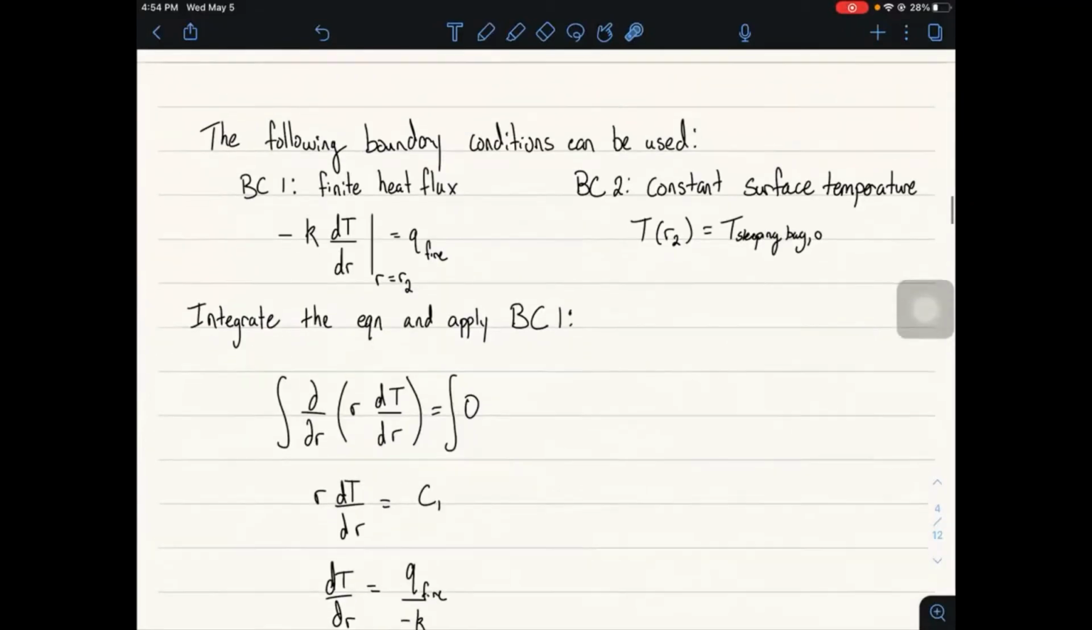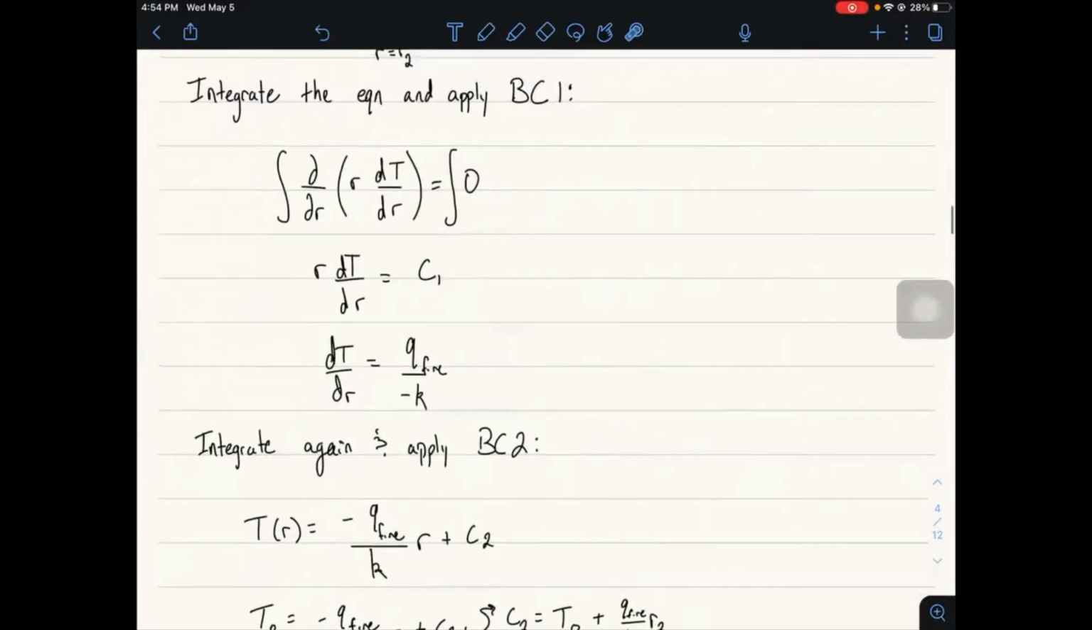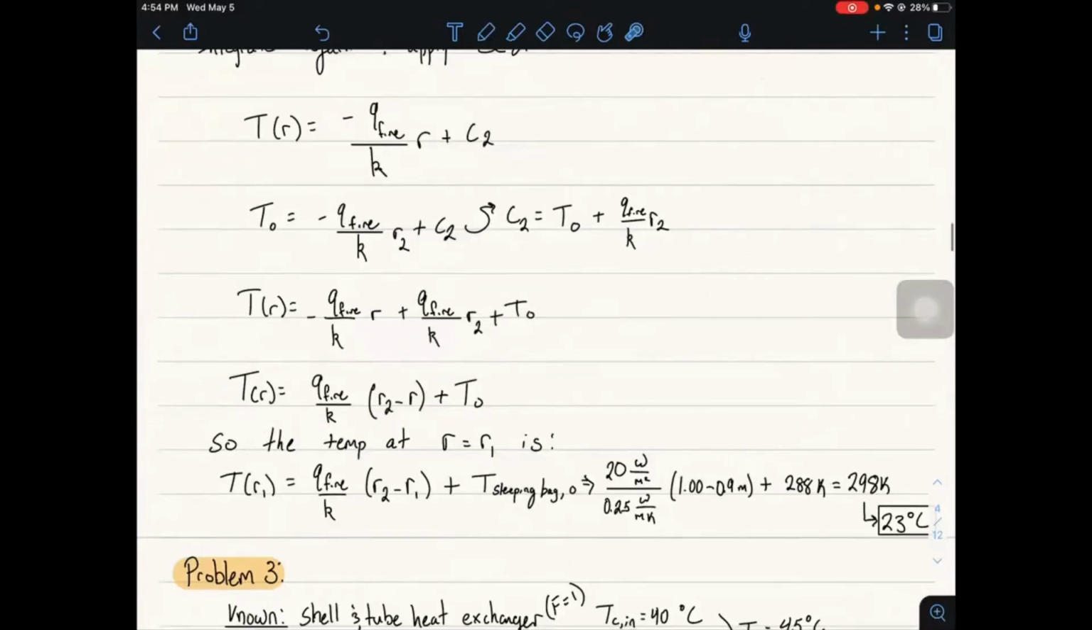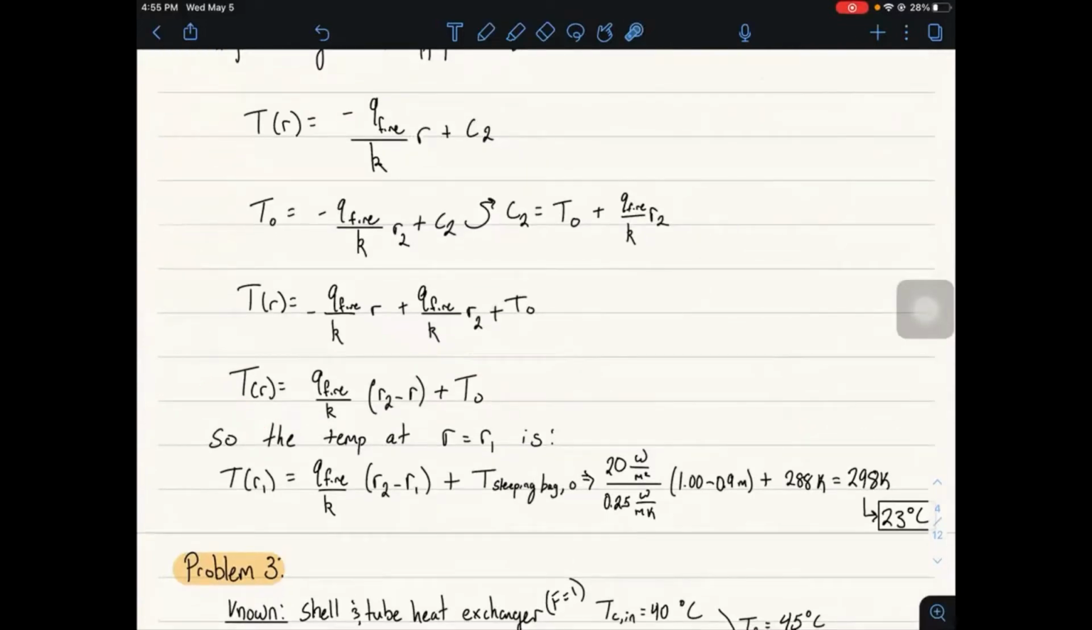Then we use the boundary conditions: boundary condition 1, where it's a finite heat flux, and boundary condition 2, which is constant surface temperature. And so we integrate, apply boundary condition 1, get this, integrate again, and we get this value here after applying boundary condition 2. Then you just plug in the respective values, and we want to solve for the temperature at R1, which is the inner radius, and we get this value here.